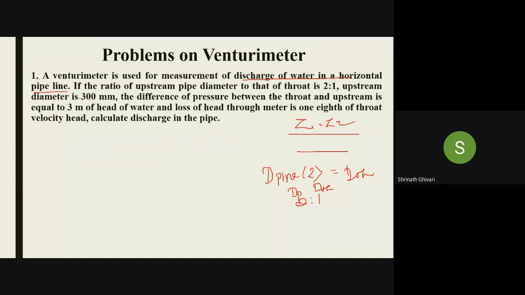The upstream diameter is 300 mm. So what is the upstream pipe diameter? 300 mm. Then what will be the diameter of the throat? Anyone?